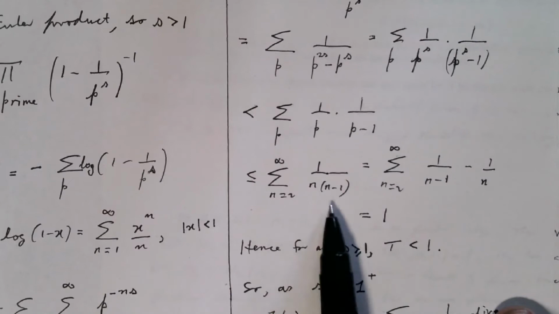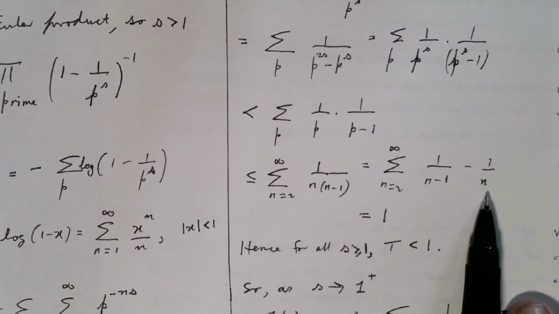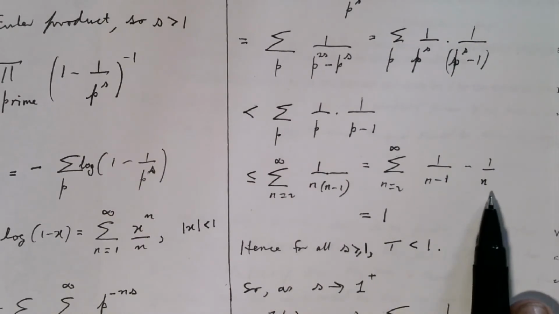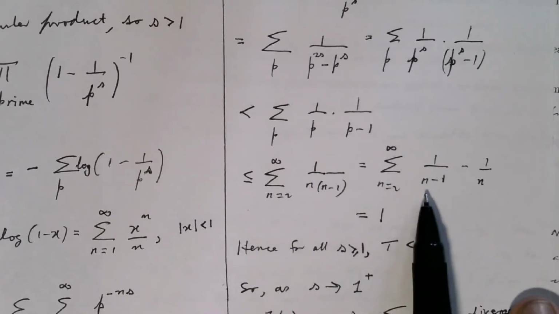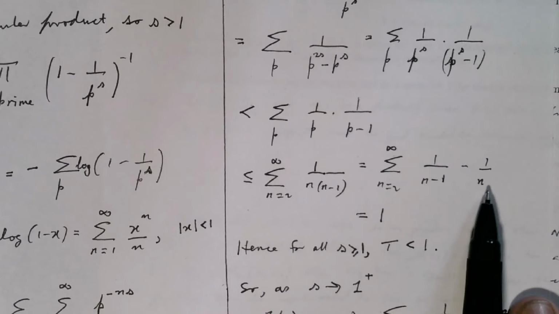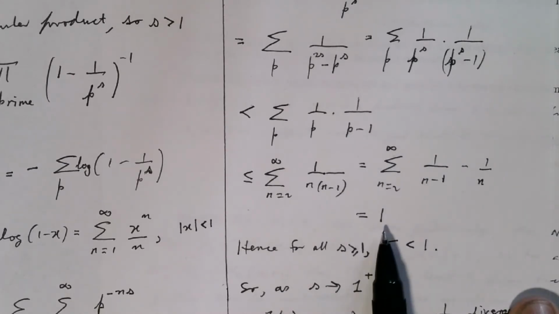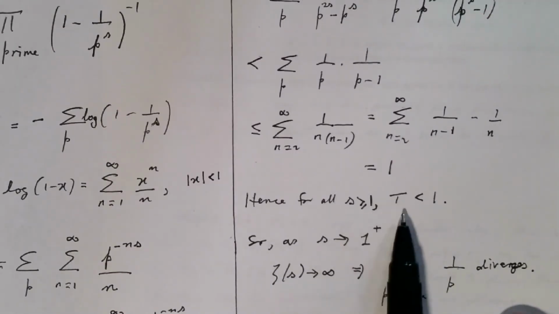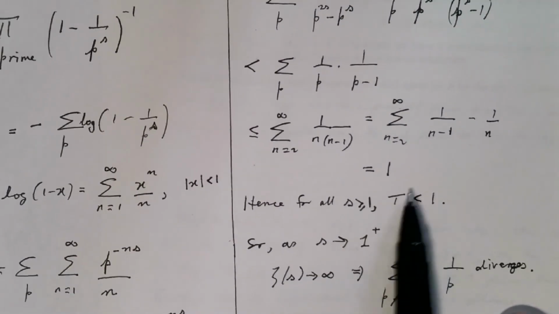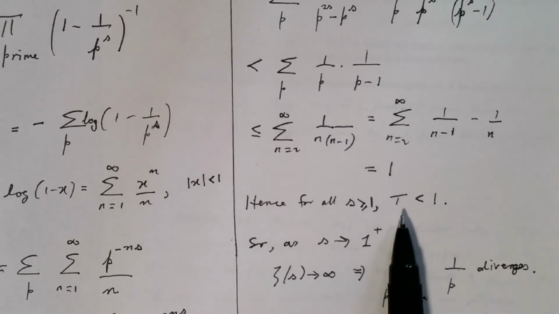Now the point about this sum is that it's a telescoping series, so you can use partial fractions to get that, and then this is a telescoping series, which is you just plug the numbers in and you see almost everything cancels and you just get 1. So this is a telescoping series. So that means for s bigger than 1, this T is less than 1. It's not very big, it's some positive number, but it's less than 1.